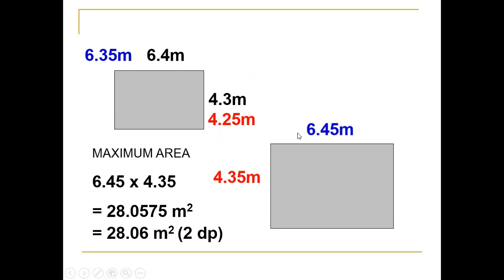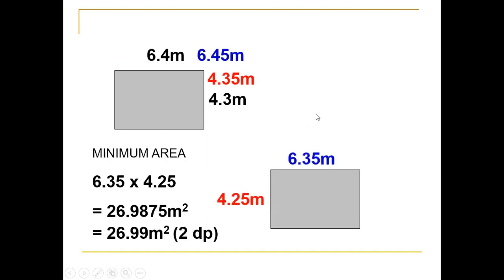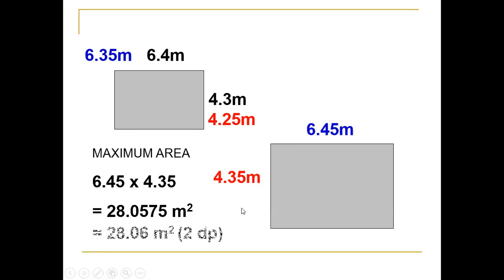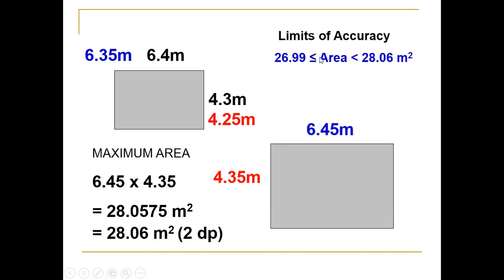Any other question? Mister, if the upper bound is 4.35, then when it is rounded off it becomes 4.4, right? Yeah, that's right, 4.4. But it is 2 decimal places because we deal with upper bound and lower bound. Take the middle. So the area will be 26.99 for the lower bound that we calculated before, the minimum, until 28.06. And the left side has to have an equal sign. Okay, next.